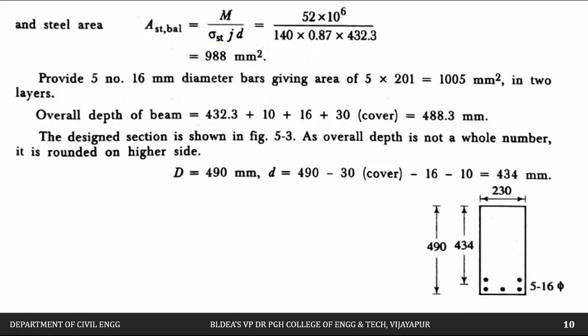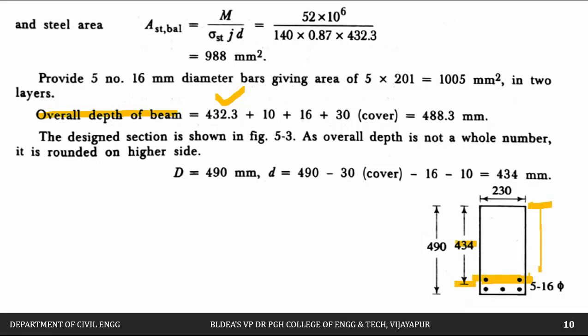Then next, we can calculate the overall depth of the beam now. Already we have calculated the effective depth, 432.3 mm. That is the center of this reinforcement. From the top we have calculated this distance, that is to the center of this, that is 434.